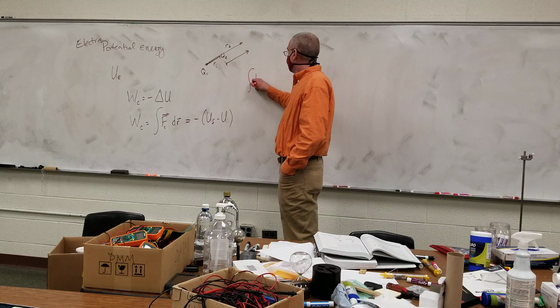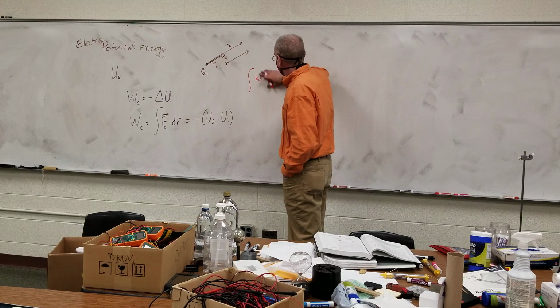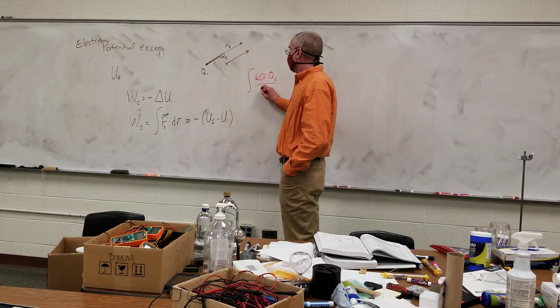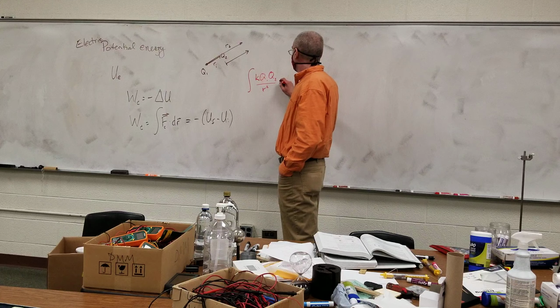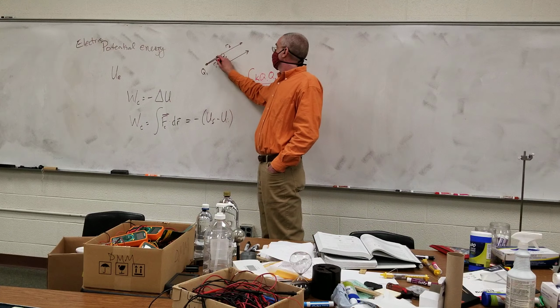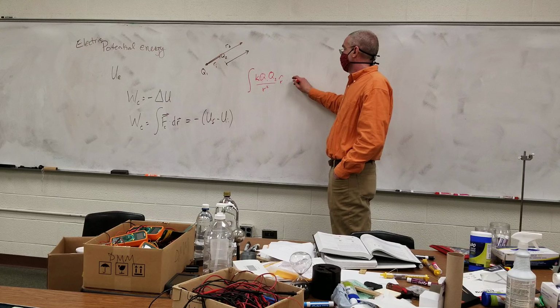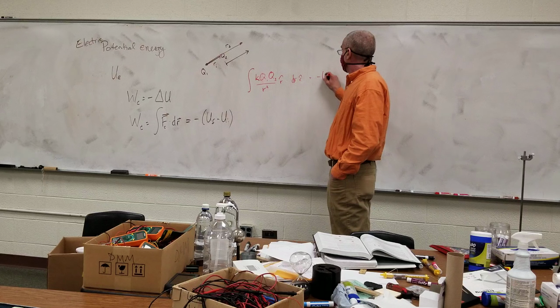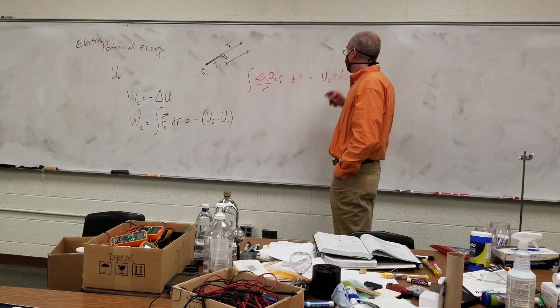k Q1 Q2 over r squared, r hat dot dr. So dr is basically in the radial direction itself, so this becomes dr r hat, and that's equal to negative U final plus U initial.